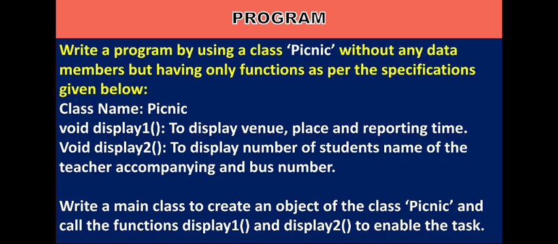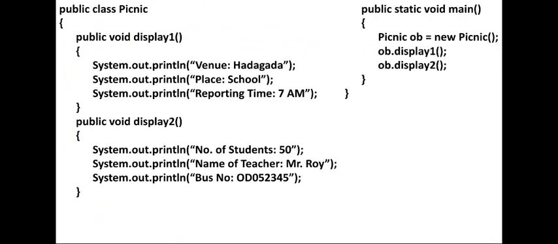Look at the program given in the book. Write a program by using a class picnic without any data members but having only functions as per the specifications given below. Class name is picnic. Two functions are there, one is display1, another is display2. First, display1 will display venue, place and reporting time. Display2 will display number of students, name of the teacher accompanying and bus number. Now write a main class to create an object of the class picnic and call the functions display1 and display2 to enable the task.